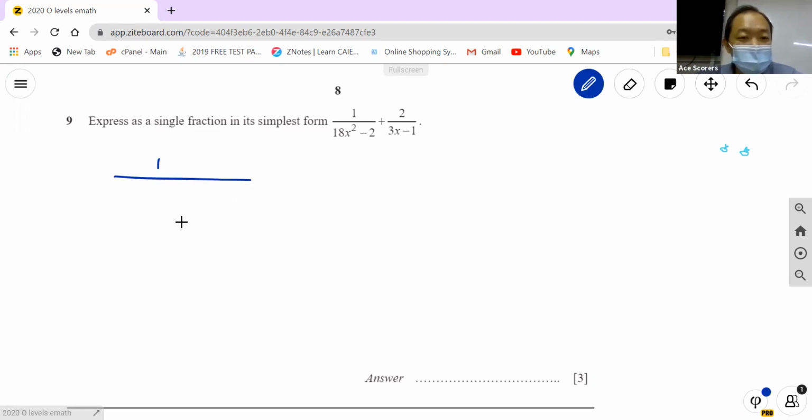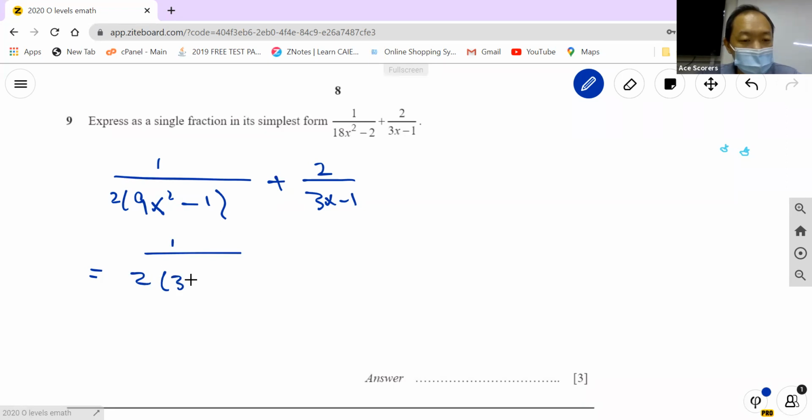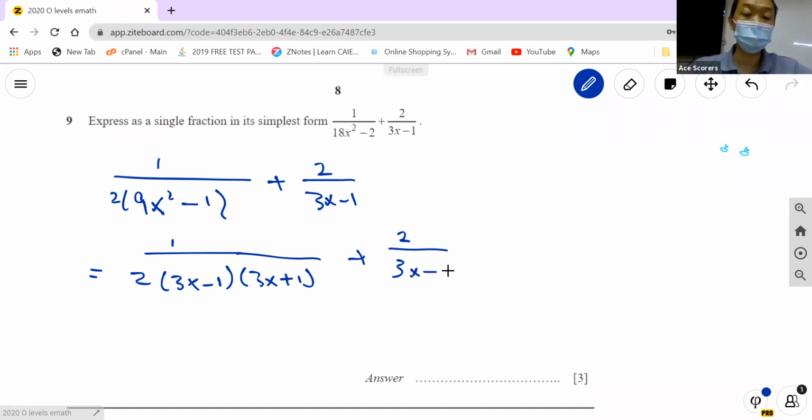See? Right? 1 over 18x squared minus 2, to 9x squared minus 1, plus 2 over 3x minus 1. Okay, so here I can factorize again. 2, 3x minus 1, 3x plus 1, right? Then plus 2 over 3x minus 1 equals to.